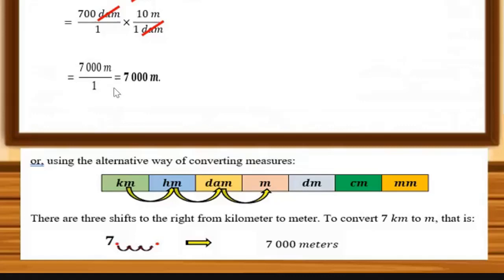So if we are going to use the alternative way of converting measure, kilometer is on the left side of our measures. So kilometer to meter, we have 3 unit shift. 1, 2, 3. From the decimal point, the right side of 7, we're going to shift 3 units to the right. 1, 2, 3. Therefore, our answer is 7 kilometer converted to meter is 7,000 meter.